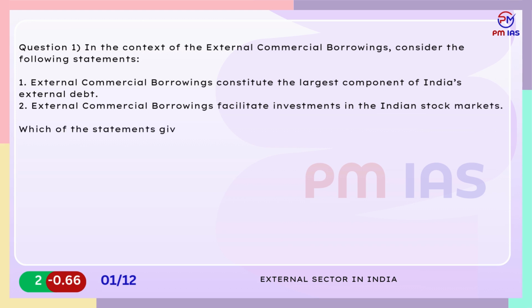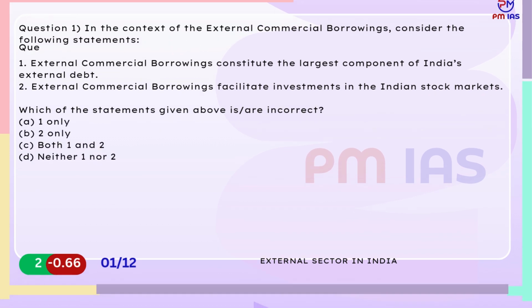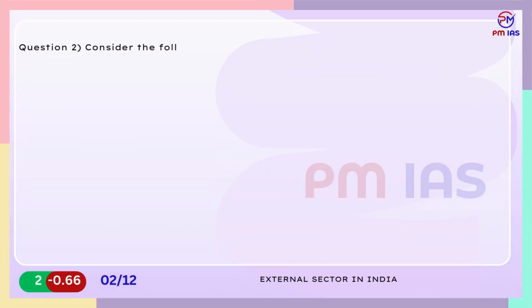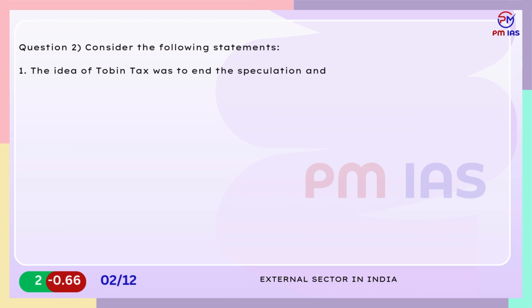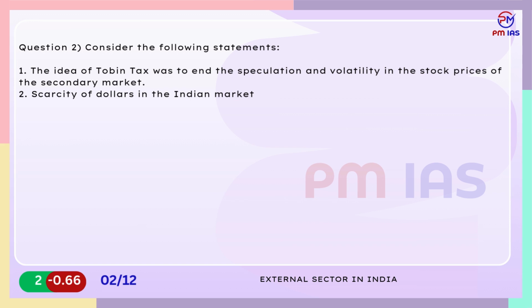A. 1 only. B. 2 only. C. Both 1 and 2. D. Neither 1 nor 2. Question 2. Consider the following statements. 1. The idea of Tobin tax was to end the speculation and volatility in the stock prices of the secondary market. 2. Scarcity of dollars in the Indian market are favorable for the exporters and not for the importers.